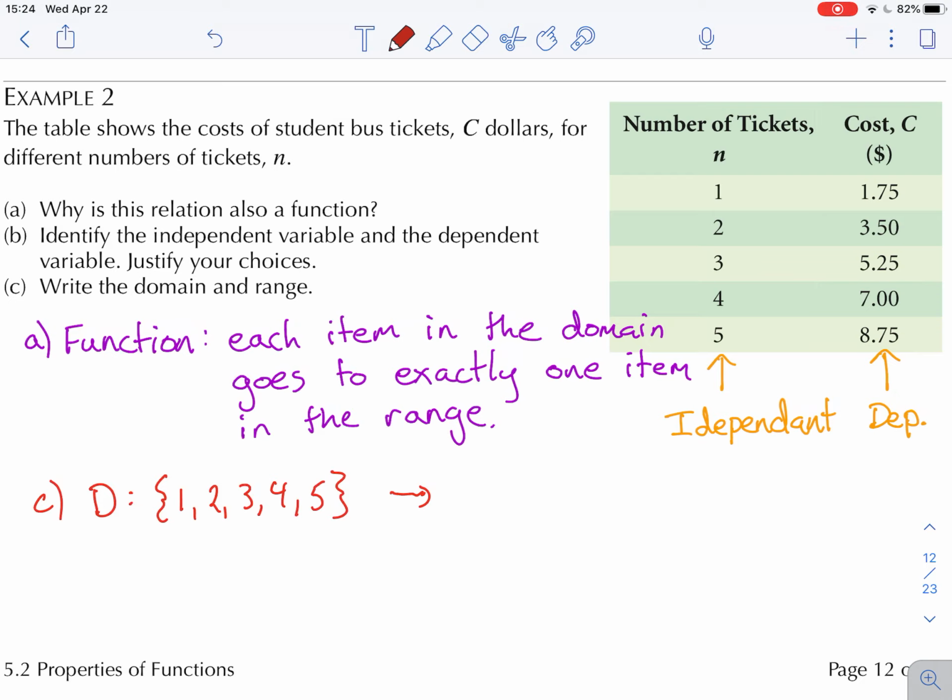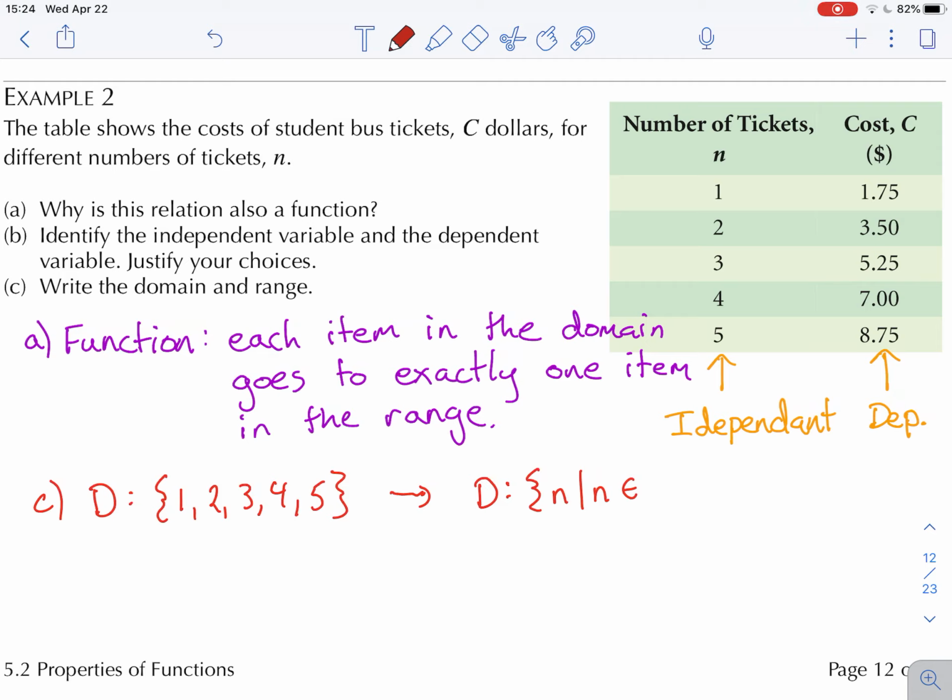No, not really. Because it doesn't exist. It's not the same. But you could buy 6 or 7 tickets. You could not buy decimal numbers of tickets. You can't buy negative numbers of tickets. You can't buy fractions of tickets.